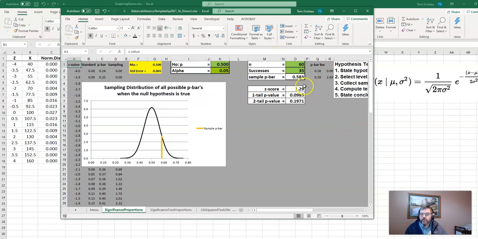So what else is going on over here? Well, the p-bar calculation is pretty straightforward. So the observations are the successes divided by the number of observations. And the z-score calculation is the z-score calculation.